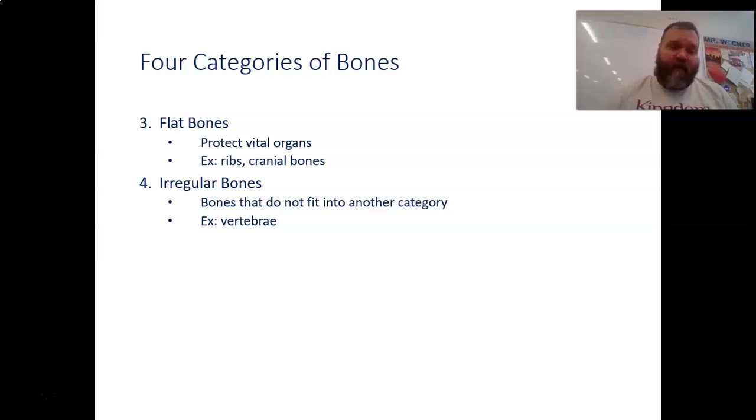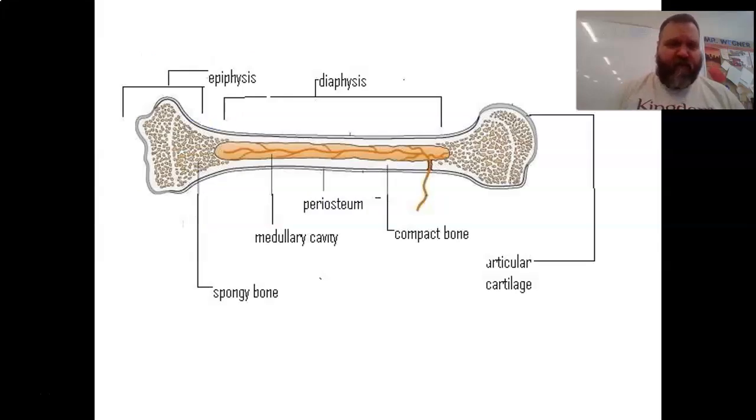And then finally, irregular bones, bones that do not fit into any other category. The main one of these is going to be your vertebrae. They're neither long nor short, they're weird shaped, they're special. So, four main categories of bones.